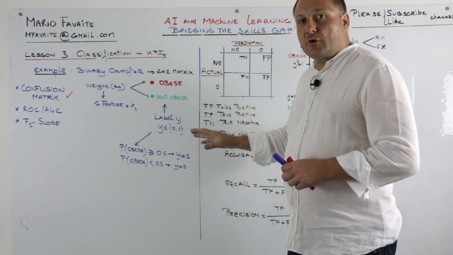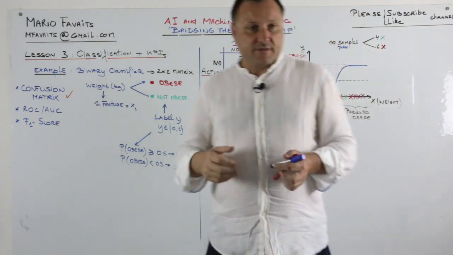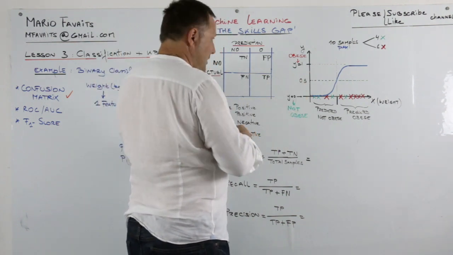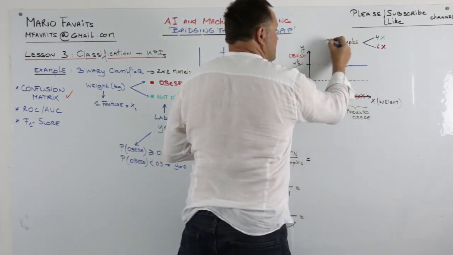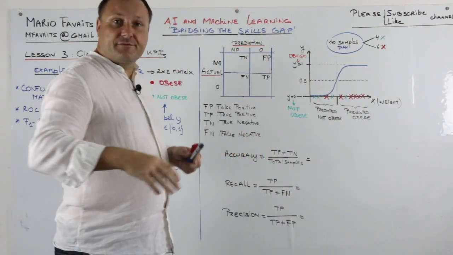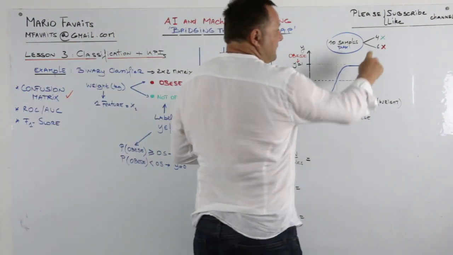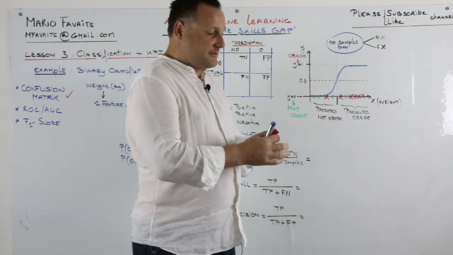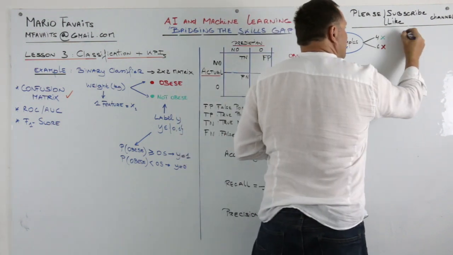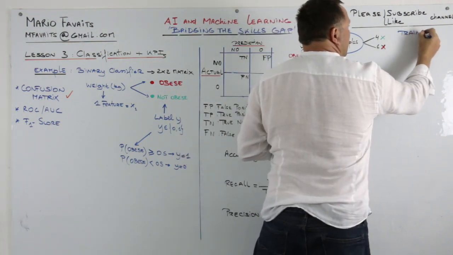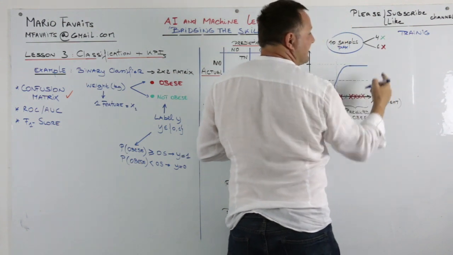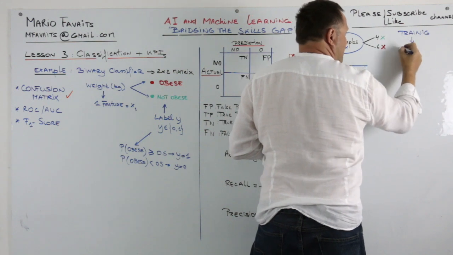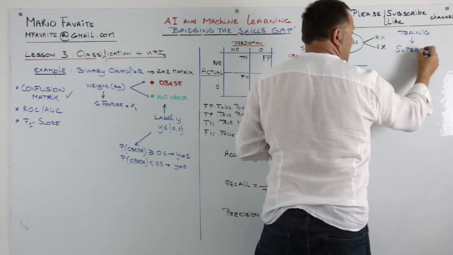So I've drawn a graph of this, so let's go to the other side of the whiteboard. And basically this is the graph. We had 10 samples, meaning the weights of 10 people, and 4 of them were not obese and 6 of them were obese. So this is your training data. And because we're given the samples, we're given the labels Y, this is supervised learning.